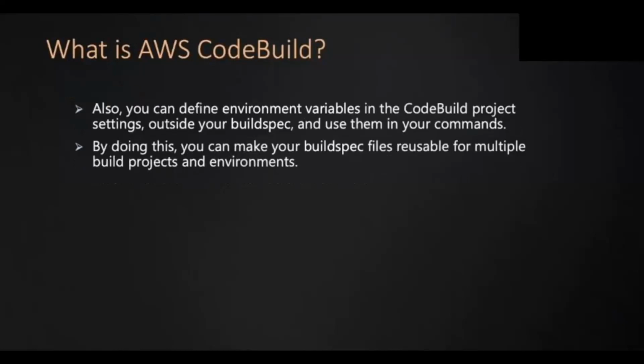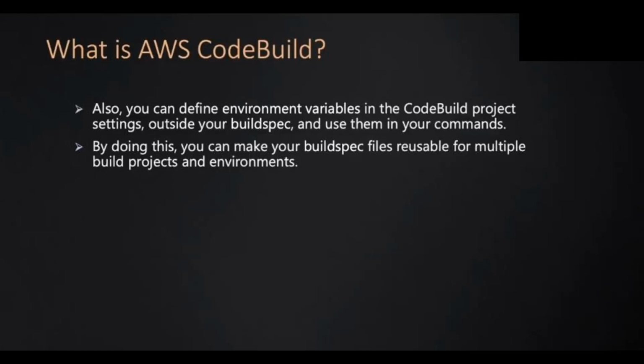Okay. We can also define environment variables in the CodeBuild project settings, which means generally at a container level, any of the environment variables. For example, the volumes, the networks, and any other settings which are reused at a multi-container level or a multi-Docker host level can also be specified in the build spec. This is slightly advanced, but just giving you an idea. And it can be used in the commands. By doing this, we can make build spec files reusable for multiple build projects and environments.